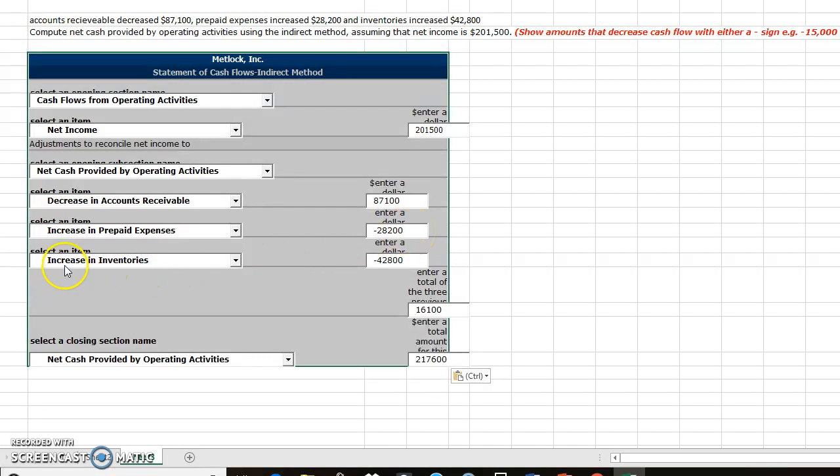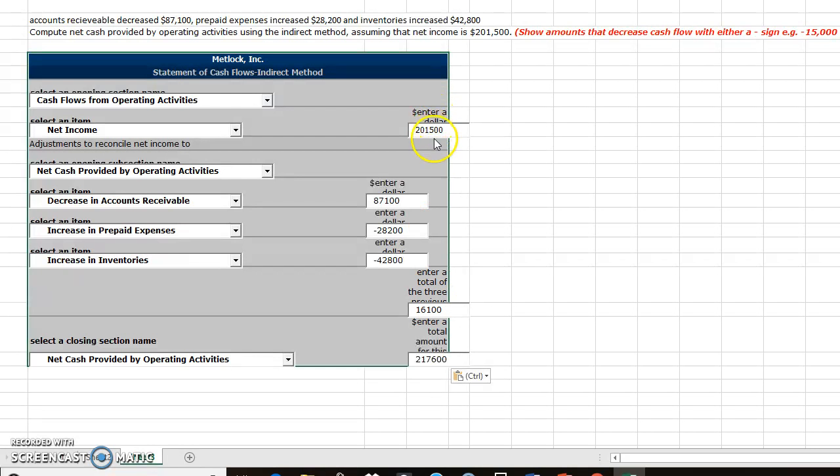total, and then you increase in inventories, which is a negative also. You subtract 42,800, and then it gives you a total, once you add all those up and subtract them, of 16,100.